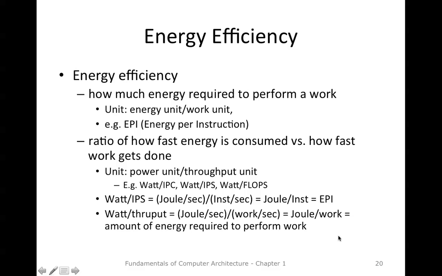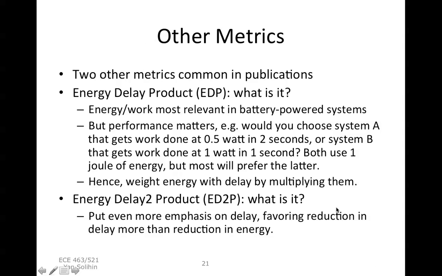Alright, so watt per throughput is also a possibility, right? So joule per second divided by work per second. This essentially leads to joule per work, or amount of energy required to perform work. So notice that regardless of how they are computed, they result in a similar metric, EPI.